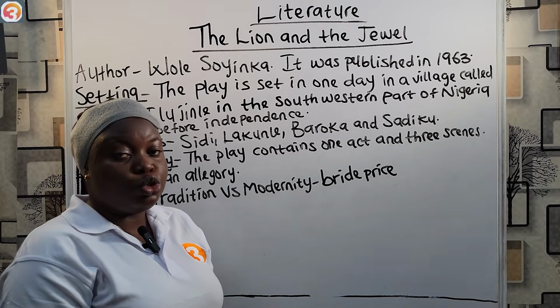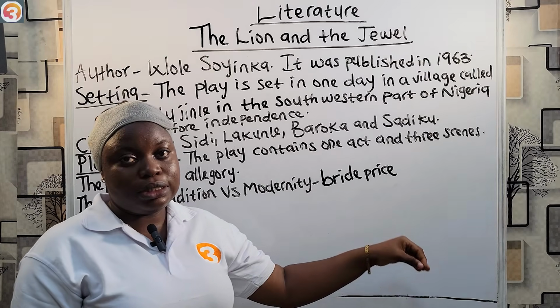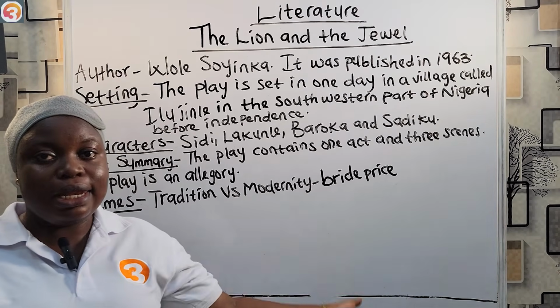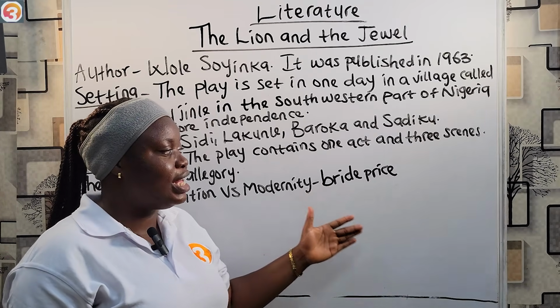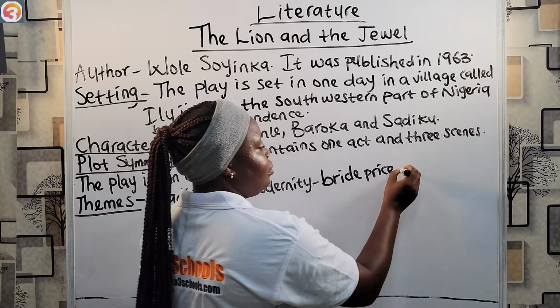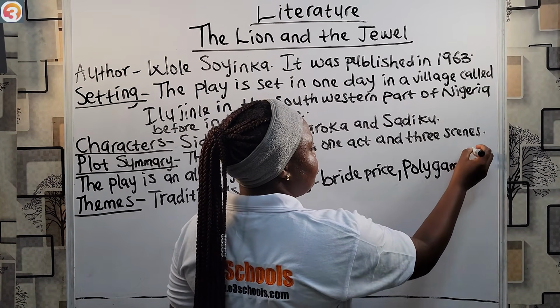Sidi is okay, she's ready to marry Lakunle, but she insists on the payment of her bride price because it is very much important according to the customs and traditions of the land. She doesn't want the others to mock her. We see also polygamy and wife inheritance.